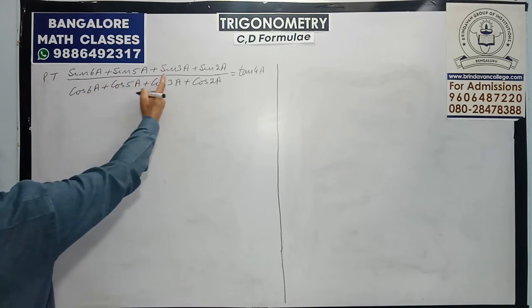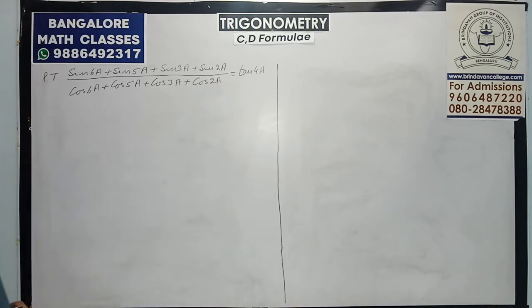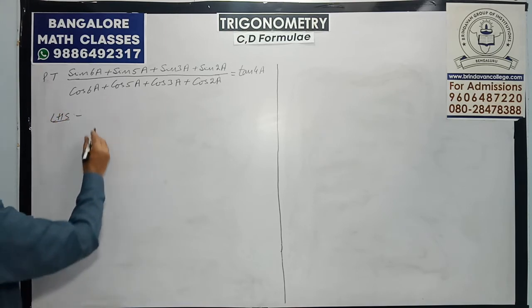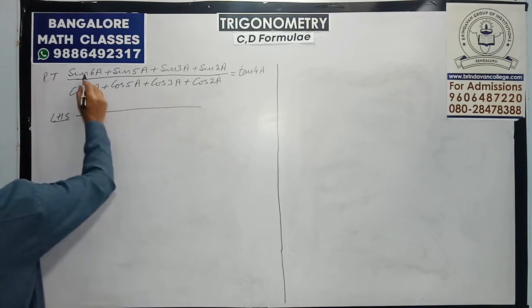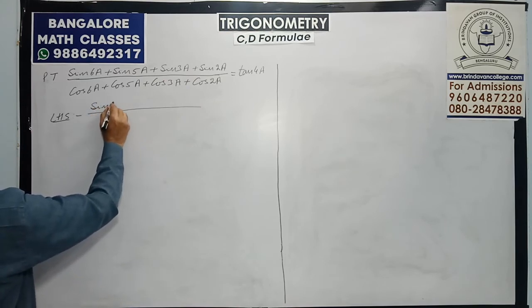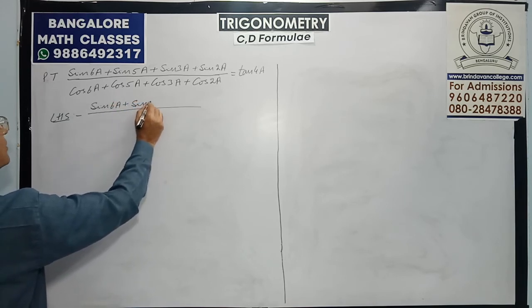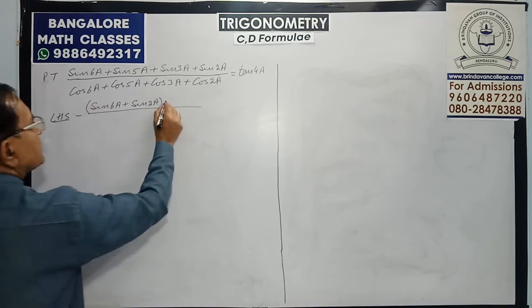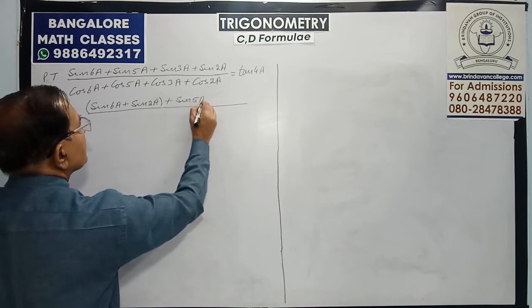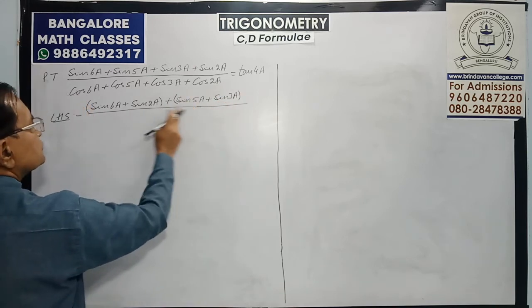Prove that sin 6a plus sin 5a plus sin 3a plus sin 2a over cos 6a plus cos 5a plus cos 3a plus cos 2a equals tan 4a. LHS. Make the pairs so that the sum is the same. Pair sin 6a with sin 2a, that is sin 6a plus sin 2a plus sin 5a plus sin 3a. 6 plus 2 is 8, 5 plus 3 is 8.